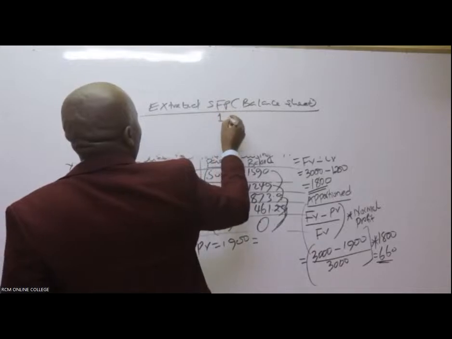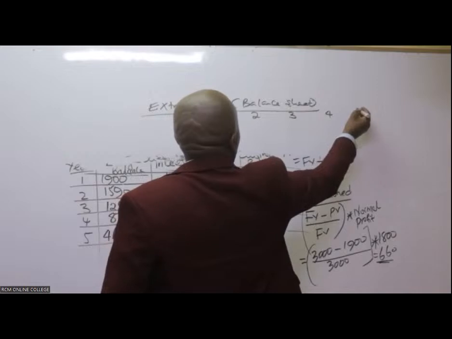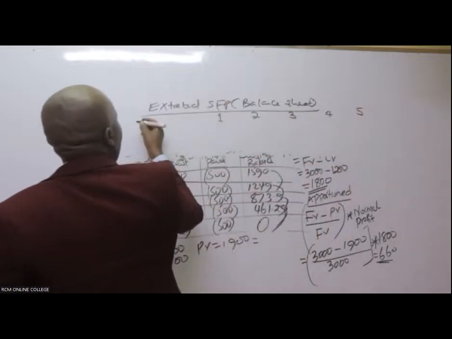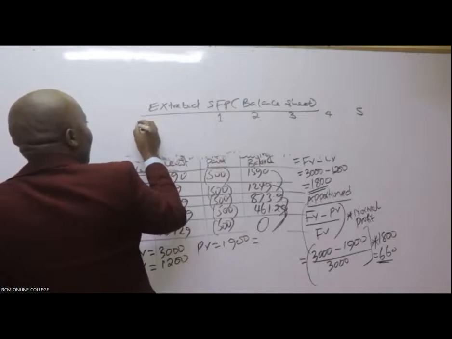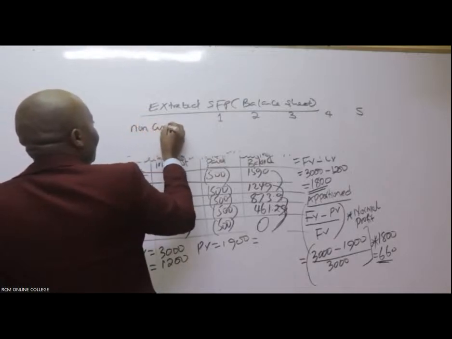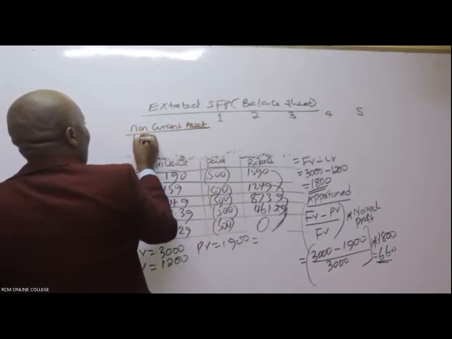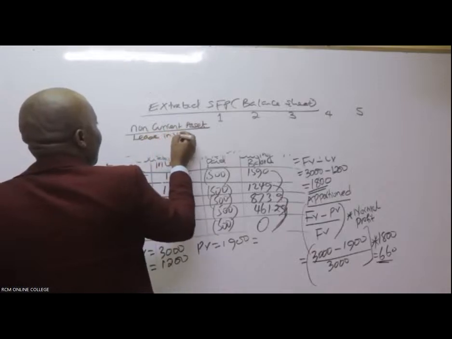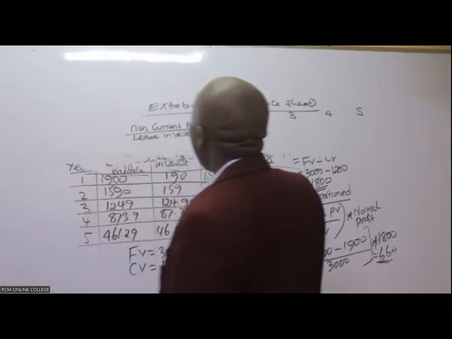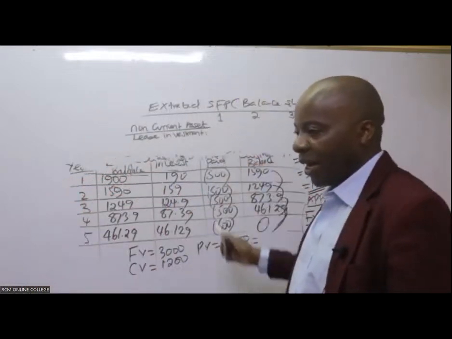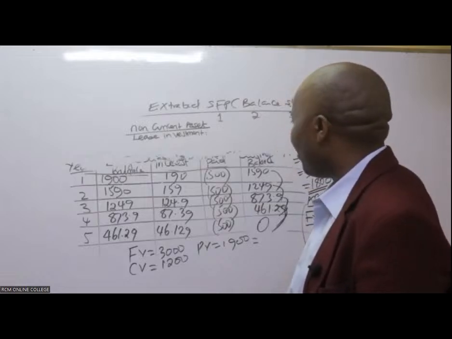So we have year 1, year 2, year 3, year 4, year 5. So under assets, we shall have non-current assets. So we shall be having what we call the lease investment. The lease investment, let me see how much you want me to book in year number 1? How much will you book in year number 1?